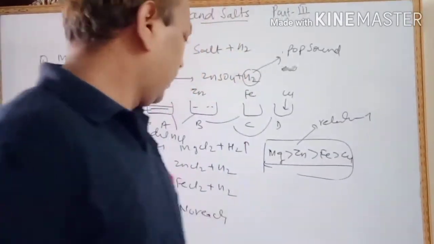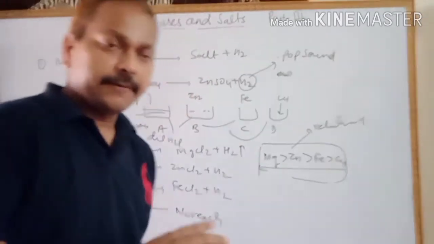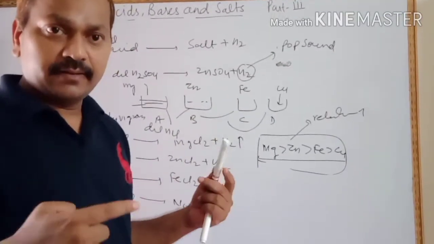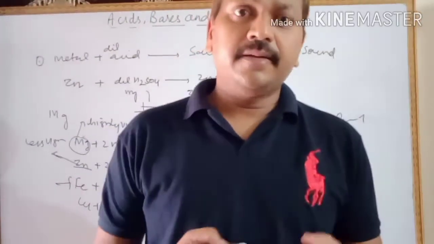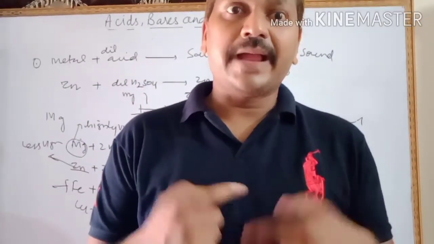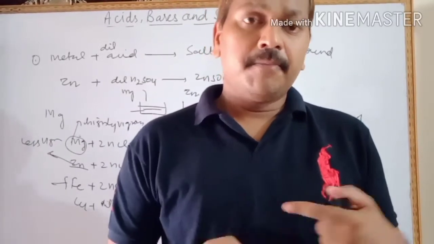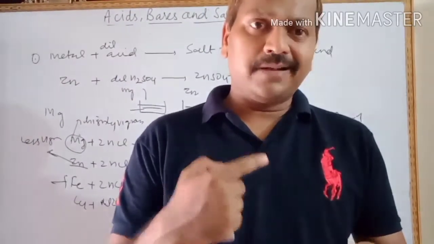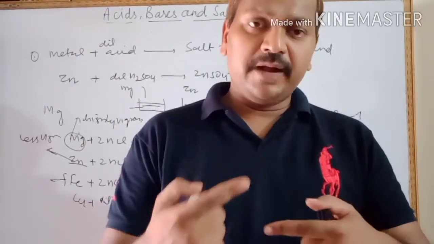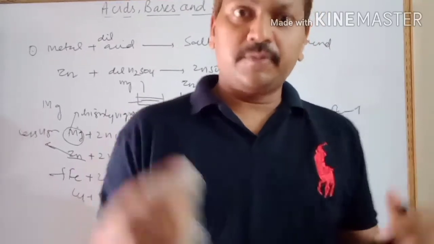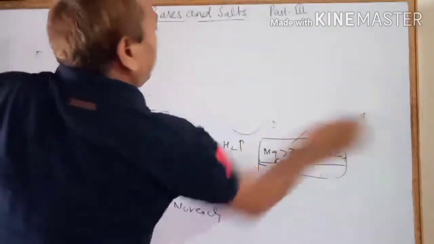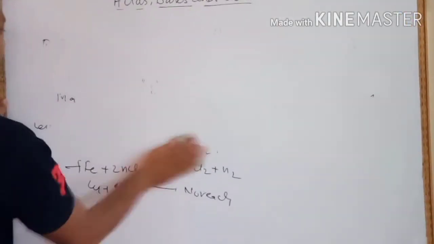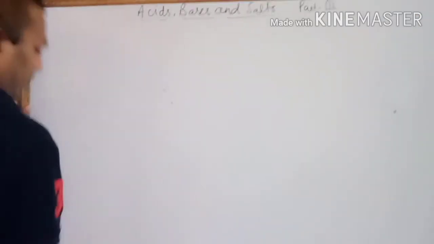So this is the reaction of metals with acid. The next property is when acid reacts with metal carbonates or metal bicarbonates. Metal carbonates react with dilute acid. What would happen? Let's see. Similarly, the next property is metal carbonate.